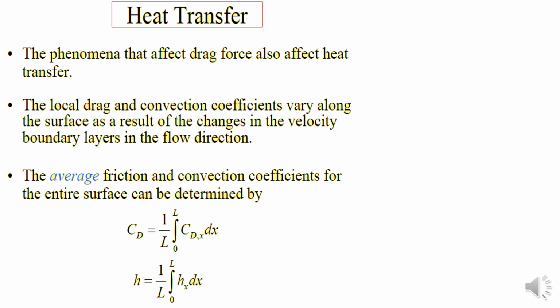Okay, heat transfer. The phenomena that affect drag force also affect heat transfer. Why? Because the local drag and convection coefficient vary along the surface as a result of the changes in the velocity boundary layers in the flow direction. So it reflects almost similar parameters. The average friction and convection coefficient for the entire surface can be determined by CD equal to 1 over L integration from 0 to L of CD dx, and for convection, h equal to 1 over L integration from 0 to L of hx dx. So it shows almost similar equations.